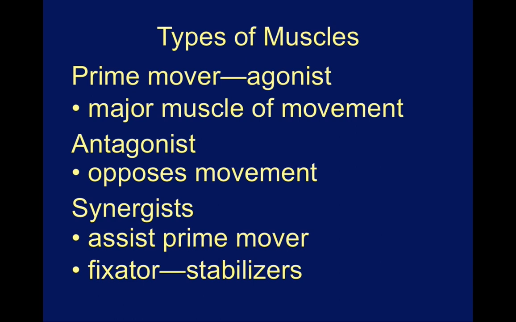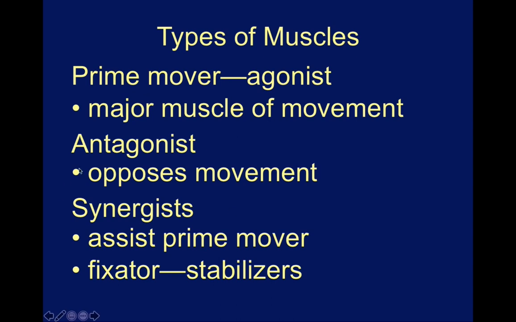Now you might be wondering, why on earth would we have an antagonist muscle opposing the movement of our prime mover? Why would we want to oppose the movement that's being facilitated by one of our other muscles? And the answer to that question is control. Antagonists help us to facilitate smooth muscle movements. By opposing the agonist, we can much better control the actual movement of our muscles.